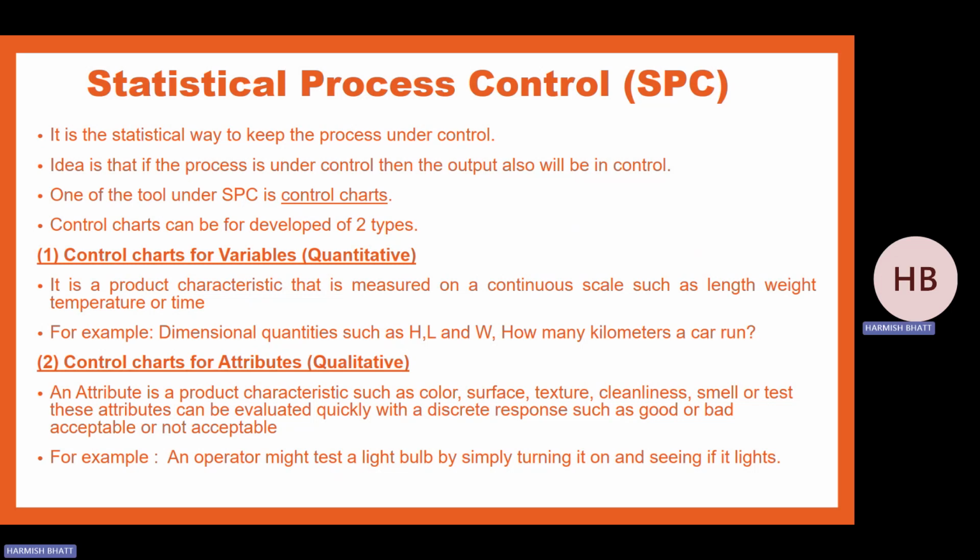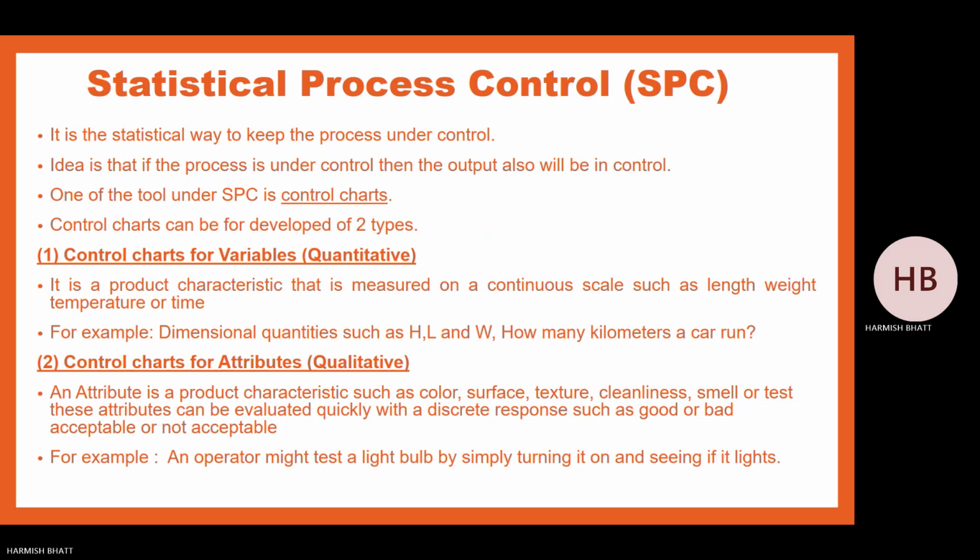There will be several dimensional quantities such as height, length, and width. Or if we talk about the engine of a car, then for how long or how many kilometers the engine works. When we measure the values of all these parameters, it becomes the quantitative approach. Then we can plot all these values on the chart, and that will be the control chart for variables. The second type is control charts for attributes. We can call it a qualitative approach also.